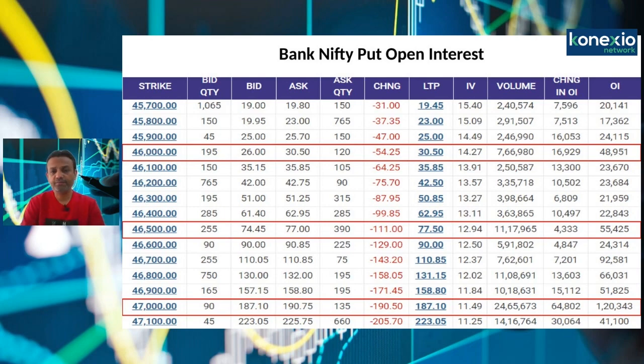So overall, looking at the charts and derivative data of Nifty and Bank Nifty, the larger degree trend remains positive, but at least for the next week, a cool-off cannot be ruled out, and that cool-off should be used as a buying opportunity at the lower levels.